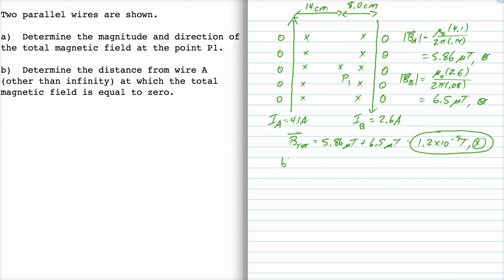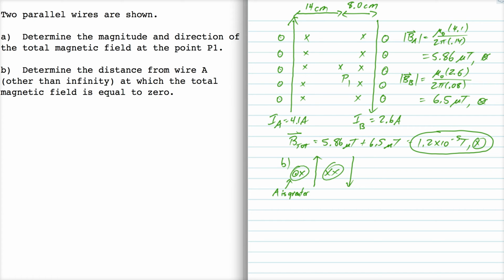Now for part B, we need to find the distance from wire A where the total magnetic field is equal to 0. So if I consider wire A and wire B here, the answer cannot lie in here because both magnetic fields point into the page, so they can't cancel out. If you're over in this area, the magnetic field due to wire A is out of the page, and the magnetic field due to wire B is into the page, but the magnetic field from wire A is always greater.